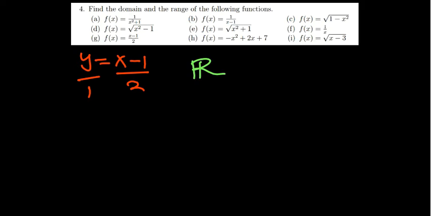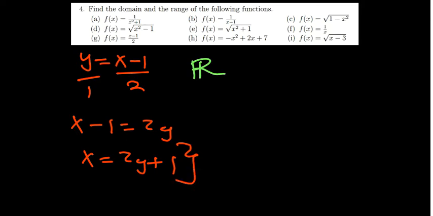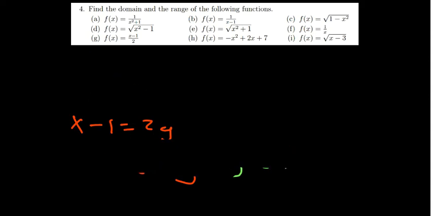For our range, we'll make x the subject. So x minus 1 is equal to 2y. x is equal to 2y plus 1. Is there anything that is able to perform a restriction on that? Nothing at all. So the expected values of y is a member of real numbers. We are able to get even a 0, negative numbers, positive numbers. There is no restriction to this function. You can sketch it to see what's going to happen.